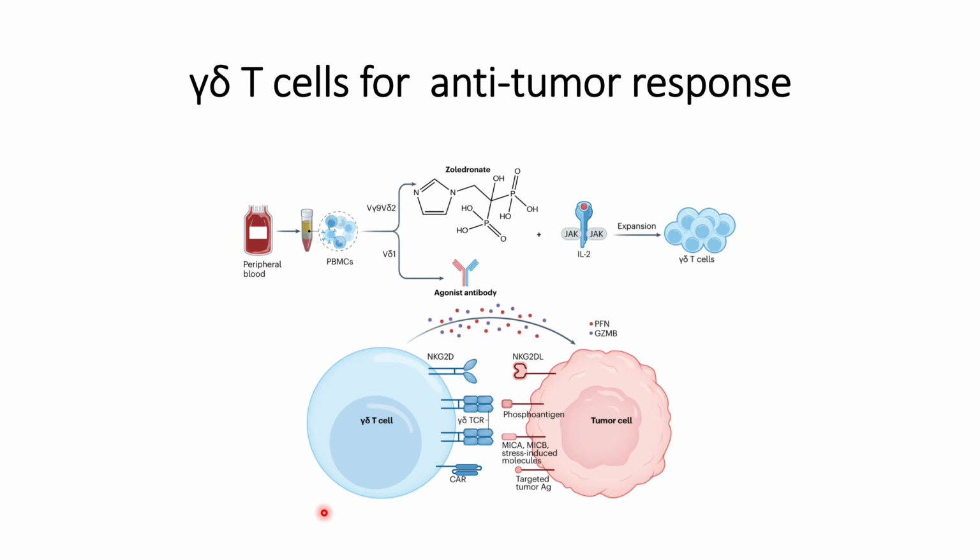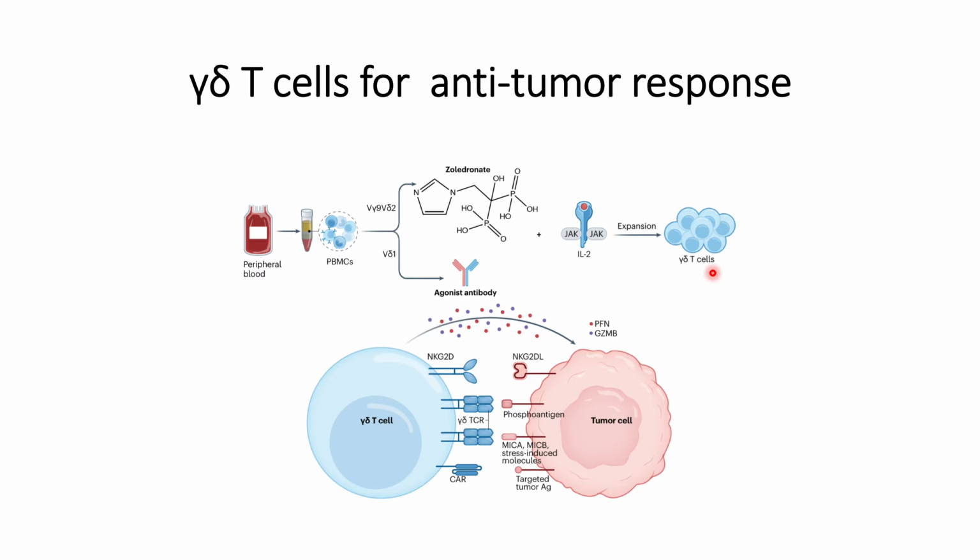These gamma delta T cells with the CAR will not only act on the tumors that have those CAR antigens, but they will also act on the other tumors, because heterogeneous tumors are present within patients, and some do not have the CAR antigens. This is the advantage of using gamma delta T cells for anti-tumor response.